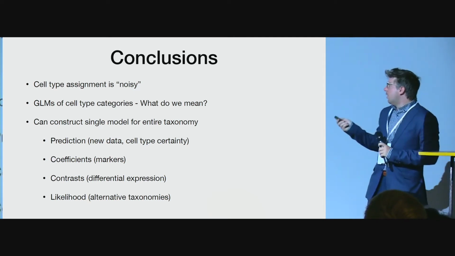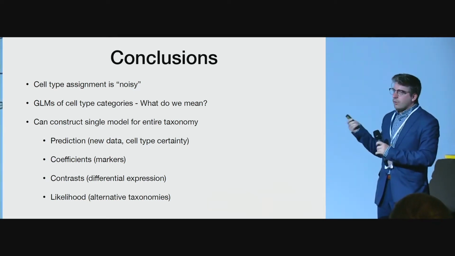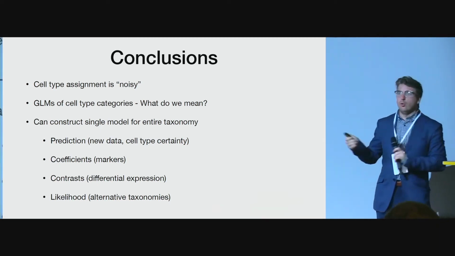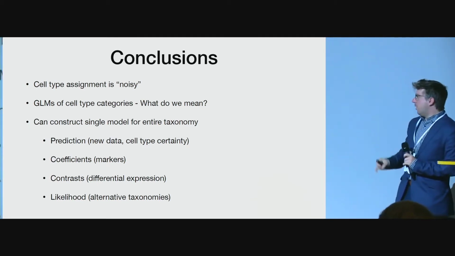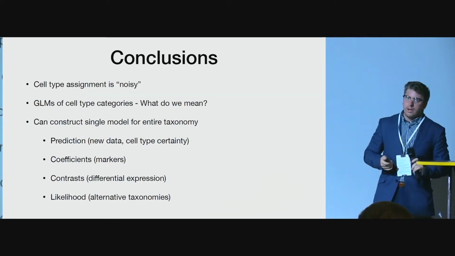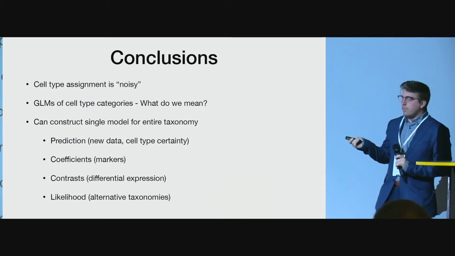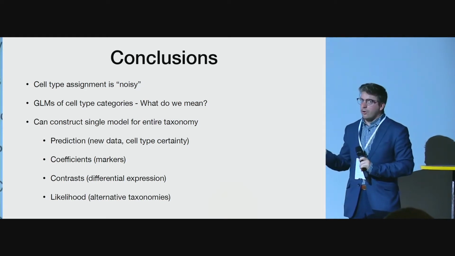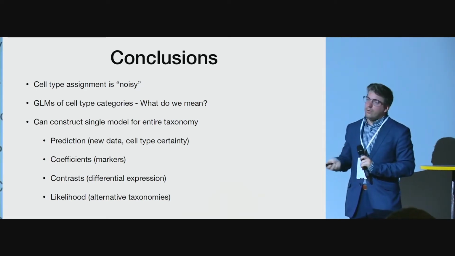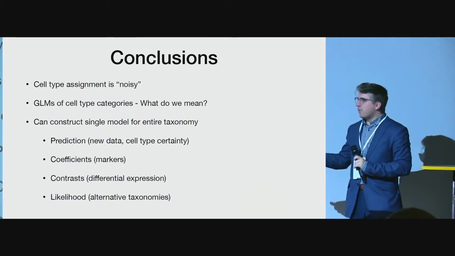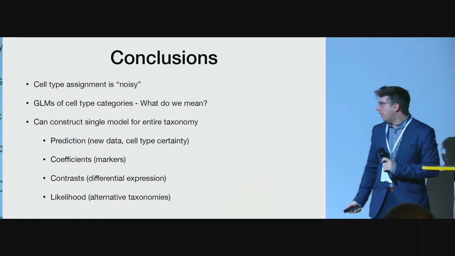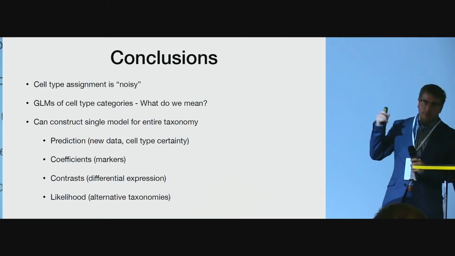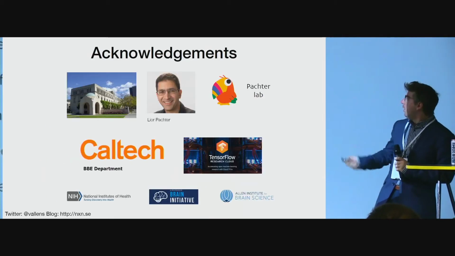So you can easily use that in one single model, so you don't have to do a lot of normalization. With generalized linear models comes this toolbox of standard tasks, like prediction, which allows us to look at new data in light of the entire data set that's been generated before. It allows us to look at the coefficients and investigate them, which means that we can look at markers. It also allows us to compare cell types by looking at the contrasts in this generalized linear model. And of course, we can look at the different trees by evaluating the likelihood of the entire model with the generalized linear model structure.